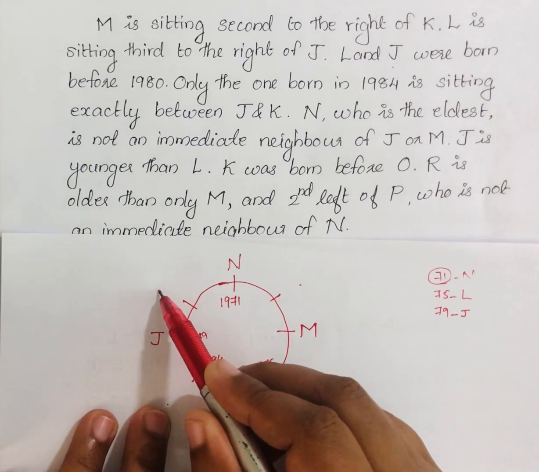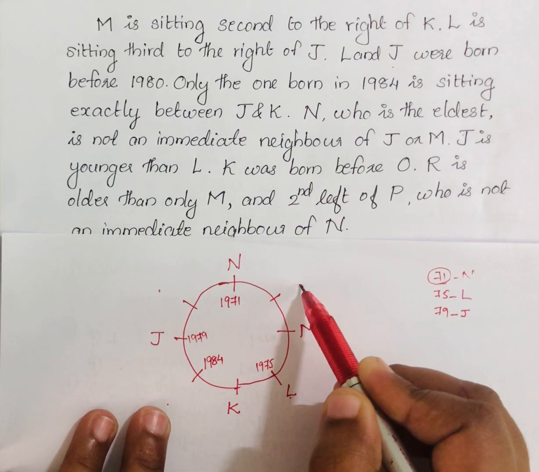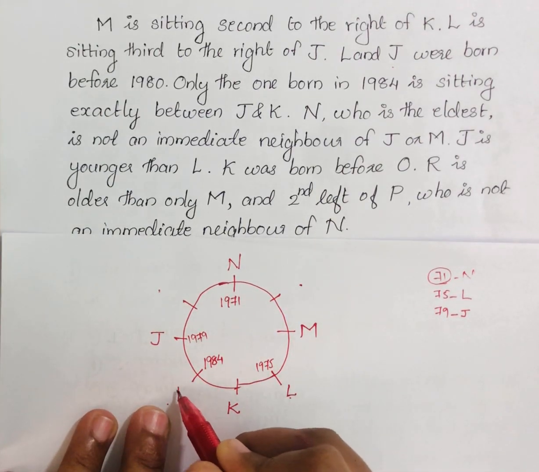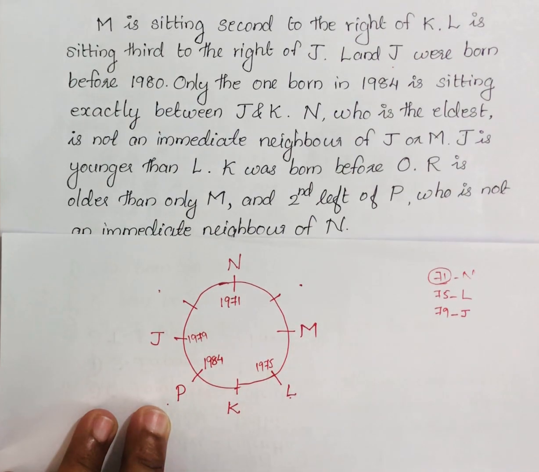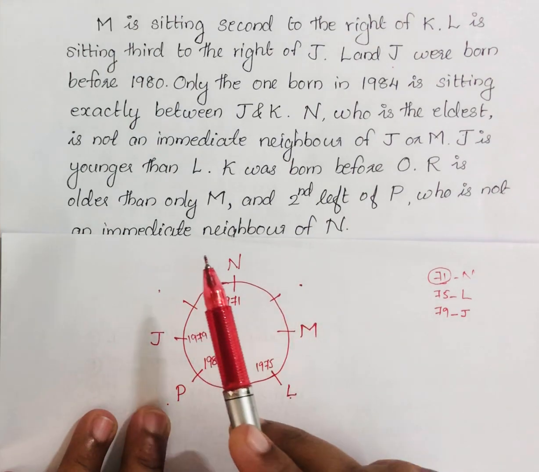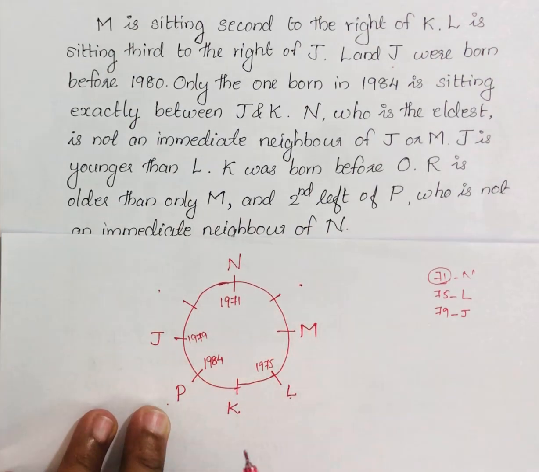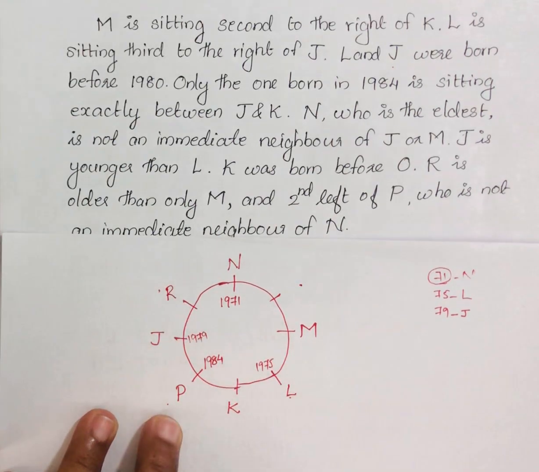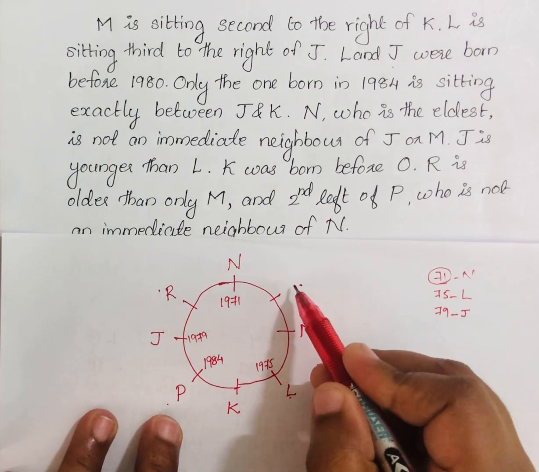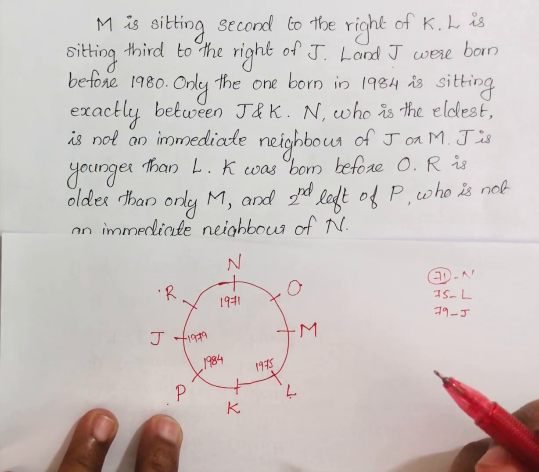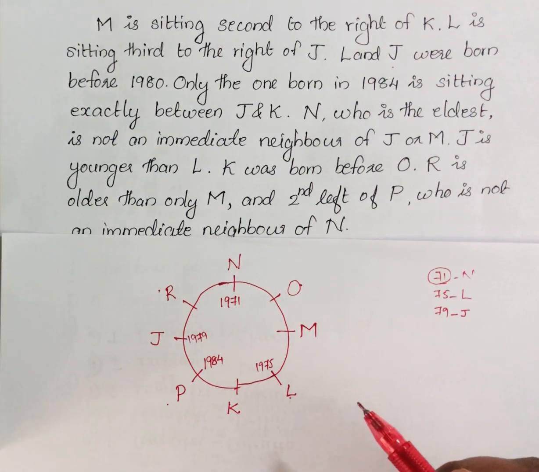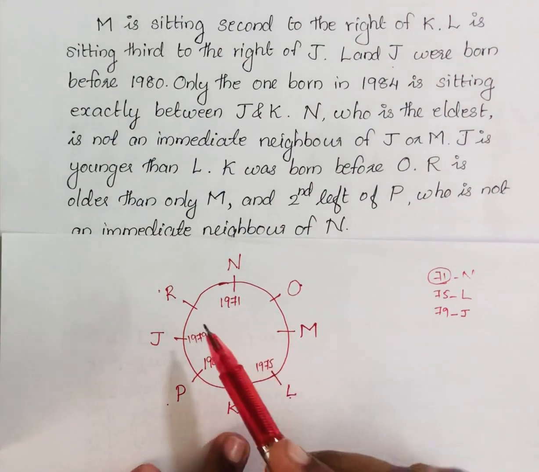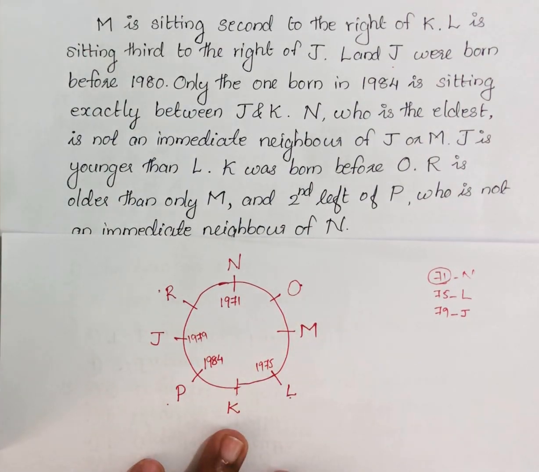So P cannot be in these two places. So P will definitely be here. There is no other place vacant. And it is given R is older than M and second to the left of P. So R is second to the left of P. P is here, second left is R. So the remaining place is for the remaining person, O. Now we have to find out the year for these 4 people.